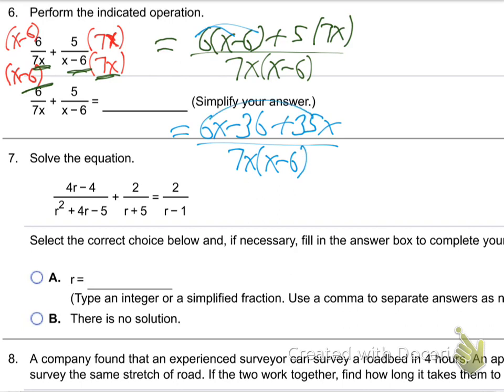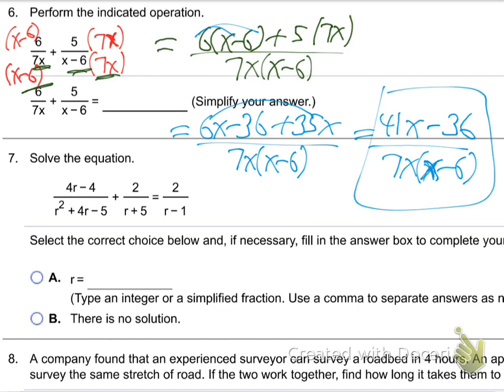Gather like terms. 6x and 35x. It's 41x minus 36 over 7x times x minus 6. Yeah, we don't mess with it. Once we get the common denominator in the bottom, we just leave it. So there we go. There's our answer on that one.